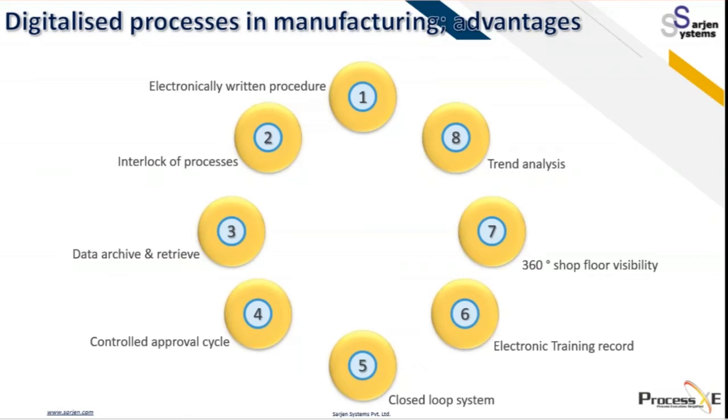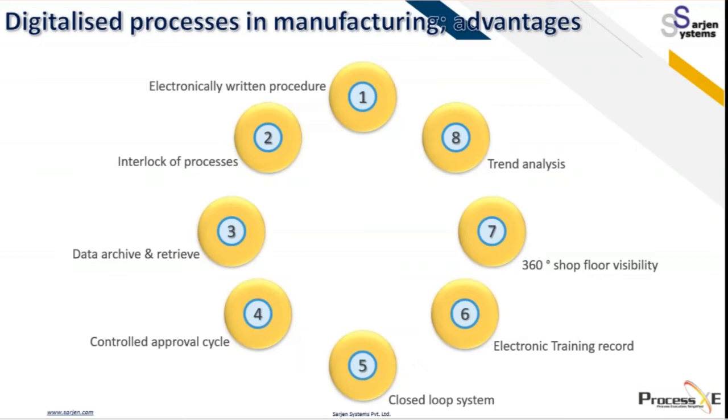The closed loop system. You can create a complete closed loop system. You can save feedback and control system. Data can be authorized and approved by appropriate feedback and review cycles. Also, you can identify the human mistakes, human errors, and it allows you to fill the real-time data and reduce deviation.